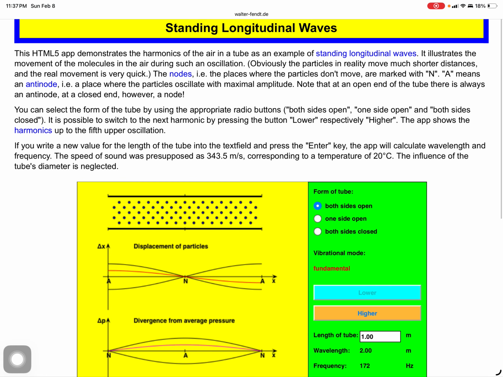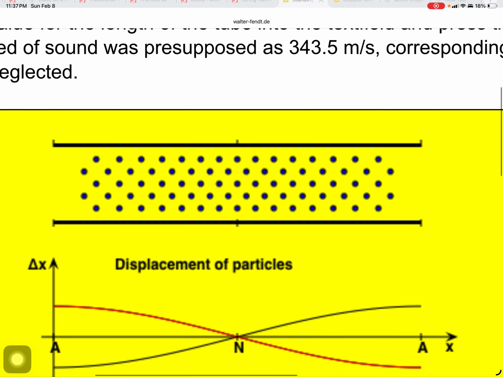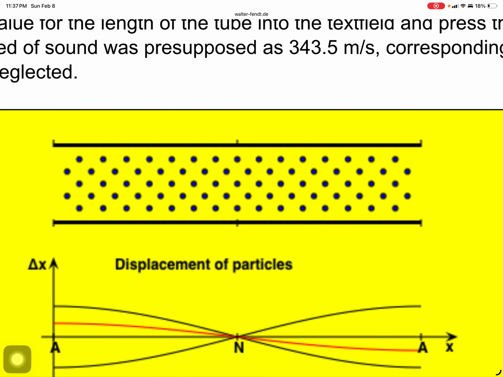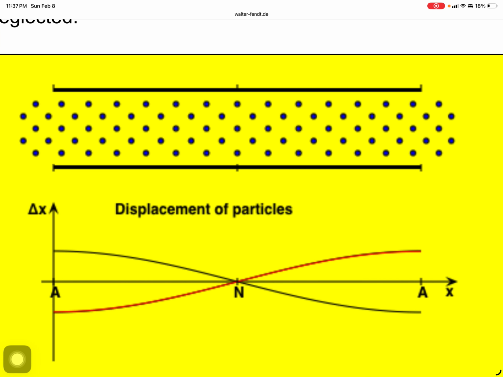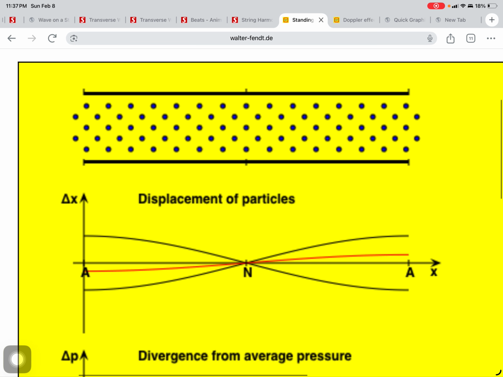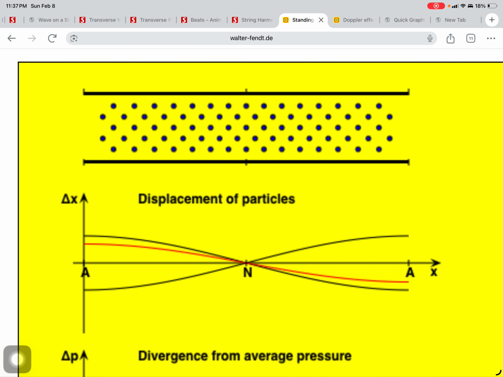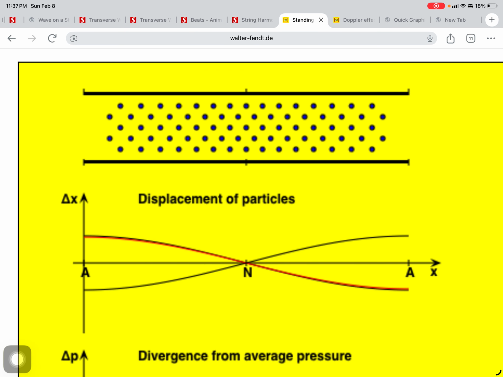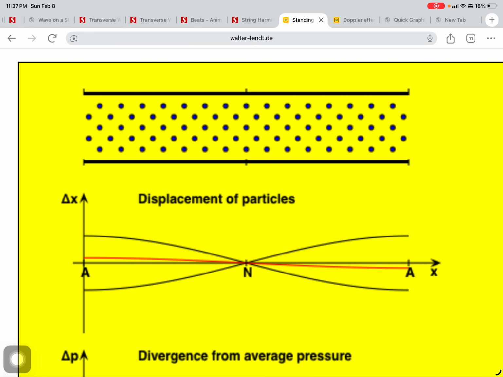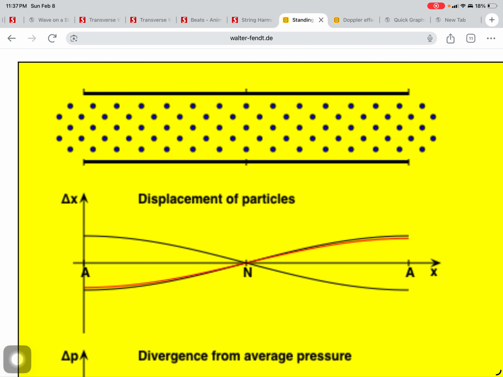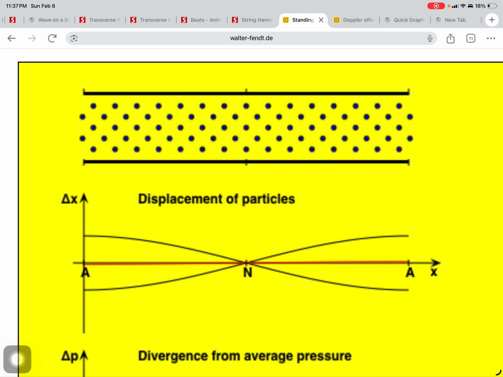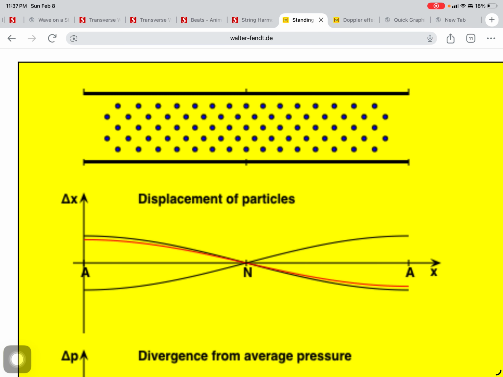Now, I want you to notice something about this. Look at the 3 dots in the middle. Well, they don't move very much, left or right. And that corresponds to the displacement diagram below with a node. So the nodes for an air column, at least for the first fundamental frequency, are found right in the middle. Whereas the air molecules are able to move a lot, left and right, at each end. Those correspond to antinodes.